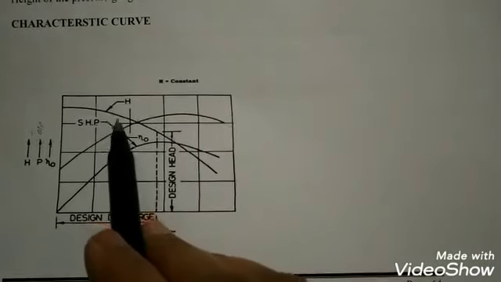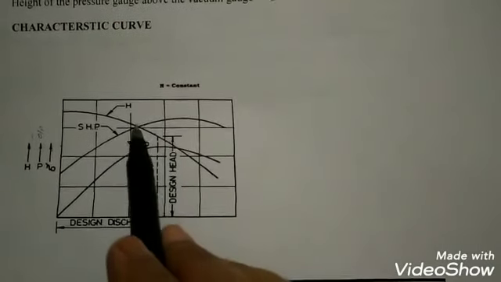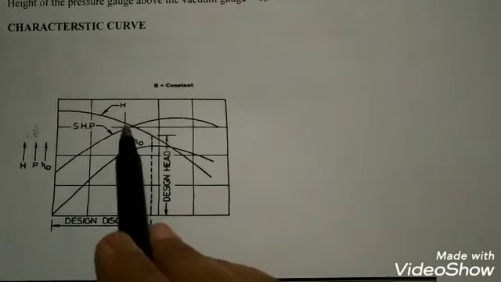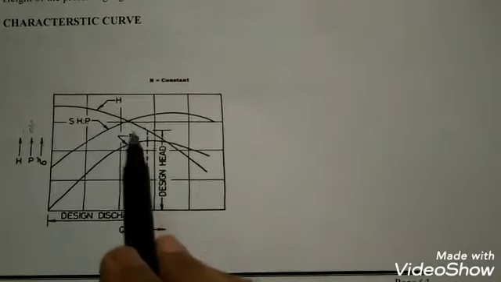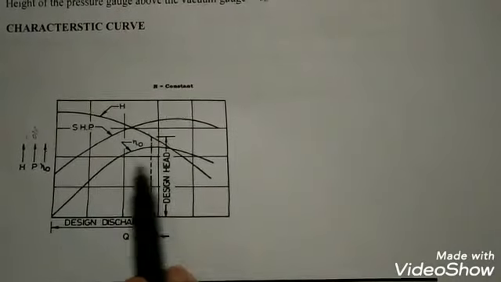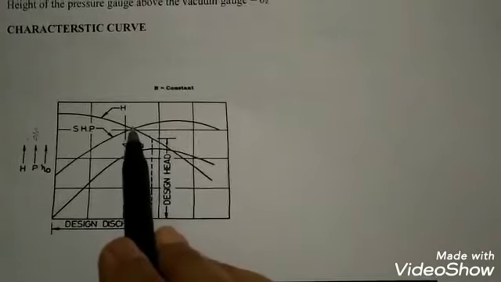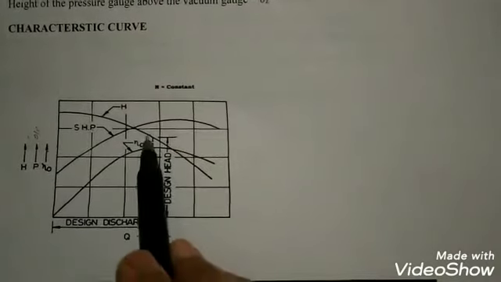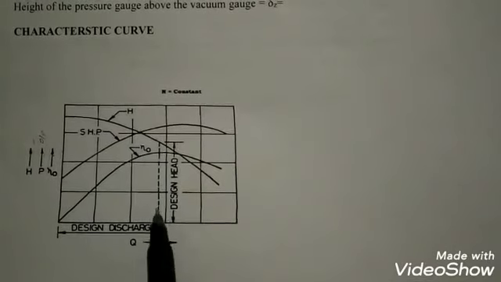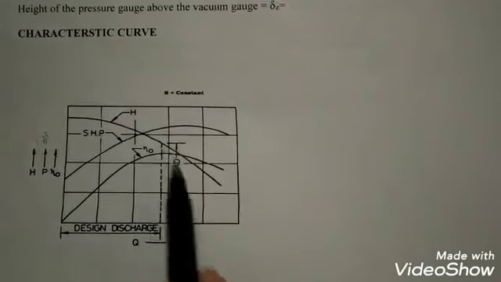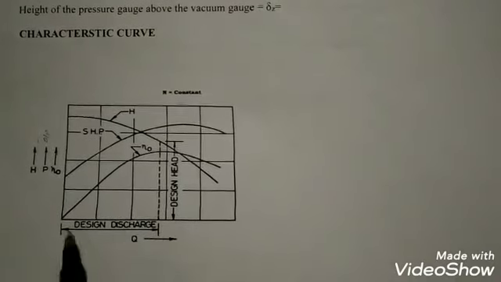Here you can observe that the total head curve cuts the output and efficiency curves somewhere here. This is one point where the total head curve cuts the output curve, and similarly the total head curve cuts the efficiency curve at this point. I will measure the distance between these two points and mark the center point here. From this center point I will draw a vertical line. This distance I will mention as the design head, and the corresponding horizontal distance I will mention as the design discharge.